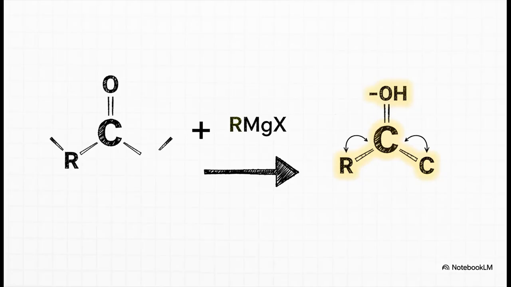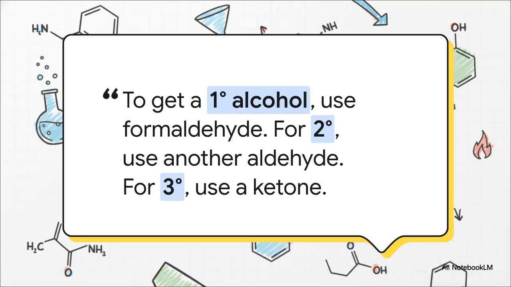And you can probably guess rule number 3, right? If you start with a ketone this time, you'll build a tertiary alcohol. See the pattern? It's so predictable. It's just a totally elegant way to build exactly what you want every single time. So what's the big takeaway here? It's that by choosing your starting ingredient, whether it's formaldehyde, some other aldehyde, or a ketone, you have total control. You are the architect of the final alcohol you want to create. This is basically molecular architecture at its most fundamental level.